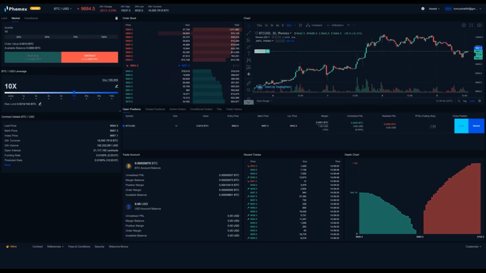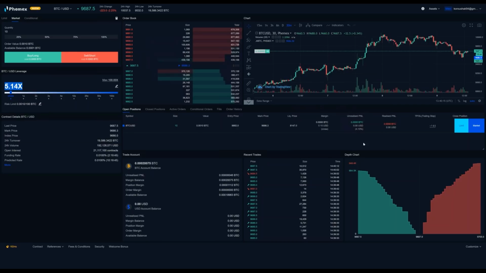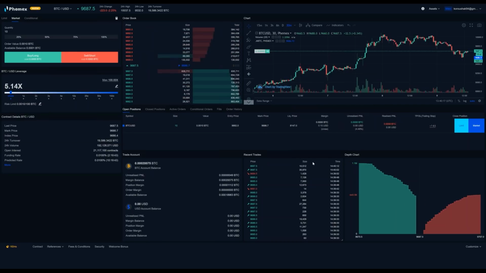Now what I can do is swap 10x to cross. So cross isn't flat, it's an auto leverage. So it automatically calculates how much leverage I need to use to keep this position open. So it automatically sets it at 5.14x, and it adjusts it depending on what the position is doing. So the advantages of this are I don't need to think, and I can open any position based on my collateral over here. But the disadvantage is, if I'm not using a stop loss, I could liquidate my entire account.